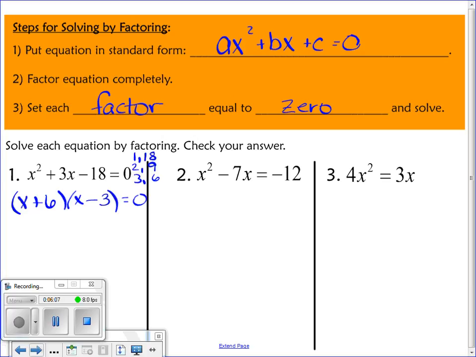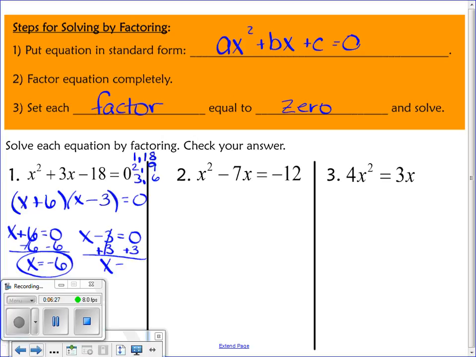And then step 3, set each factor equal to 0 and solve. So x plus 6 equals 0, x minus 3 equals 0, and we solve each one. So subtract 6, x equals negative 6, add 3, x equals 3. Yeah, you guys would have since you were in intermediate.